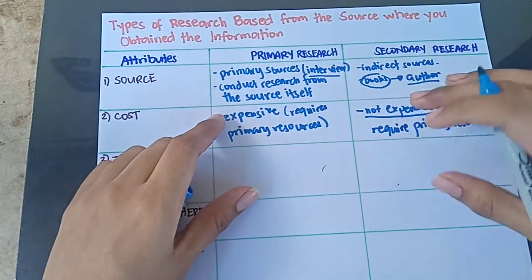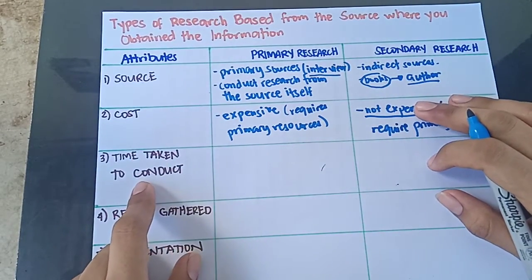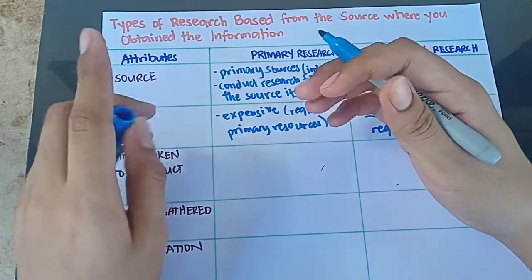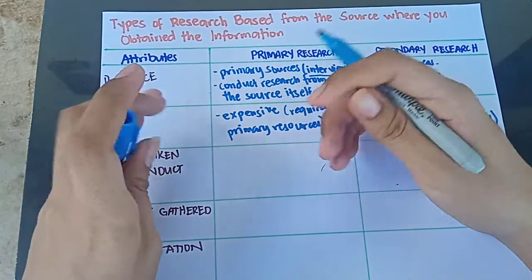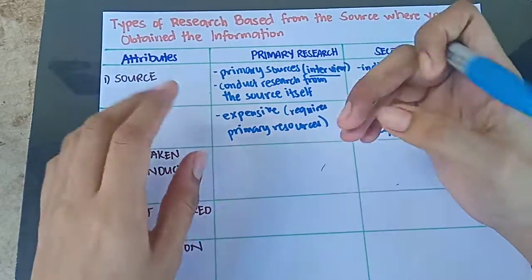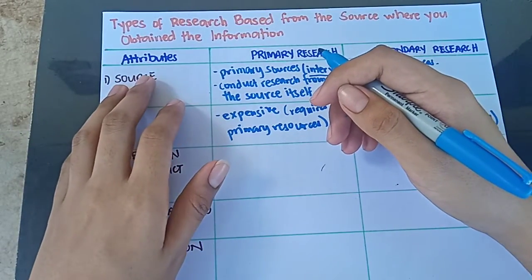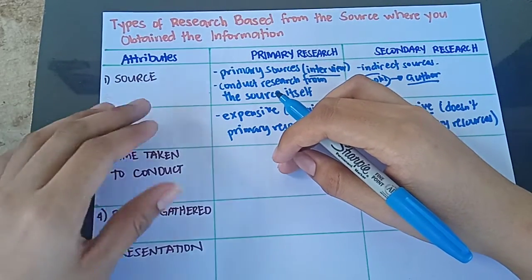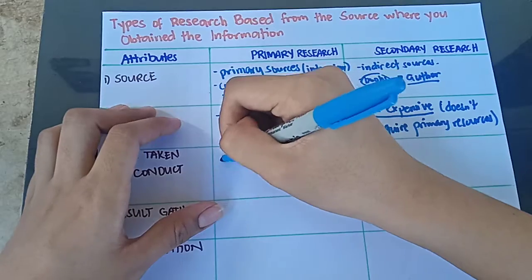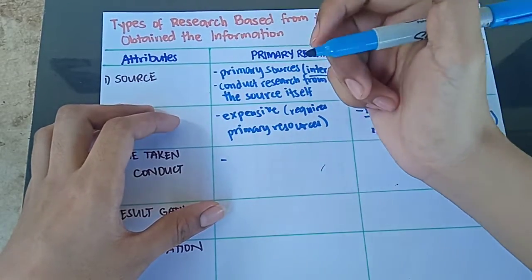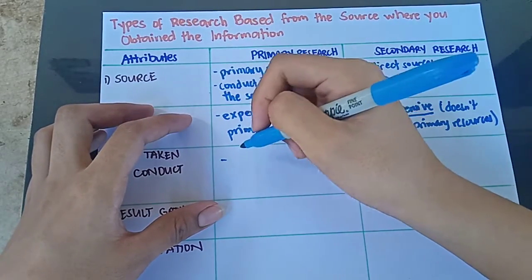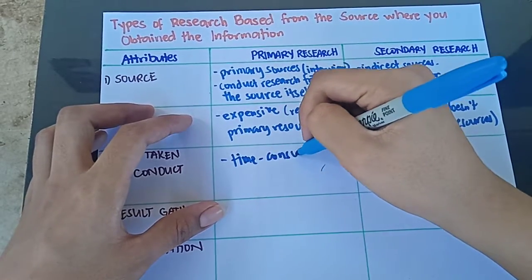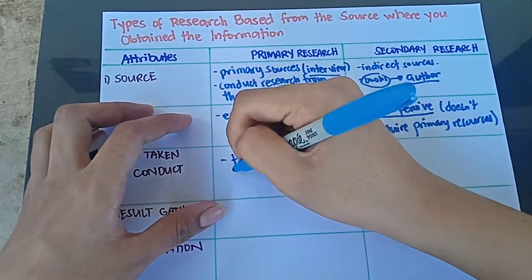Next, we have the third attribute, which is the time taken to conduct. The time taken to conduct concerns the duration of primary and secondary research. In primary research, it is usually time consuming. The time taken is long, a long duration.